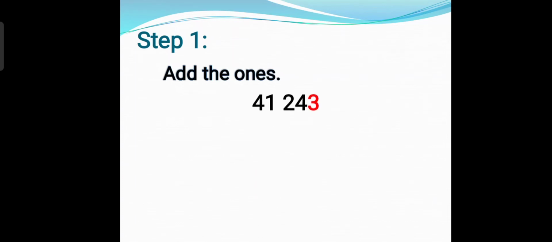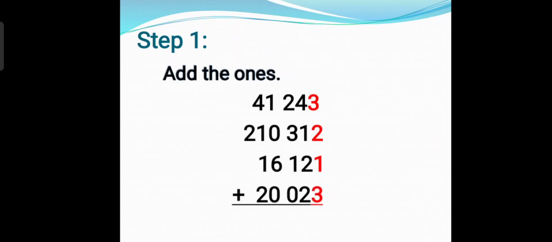Step 1, add the ones. What are the digits in the ones place? We have 3, 2, 1, and 3. Always remember to align all the digits in the ones place. Starting from the right to left, 3 plus 2 equals 5. 5 plus 1 equals 6. 6 plus 3 equals 9. Let us write the 9 under the digits in the ones place.